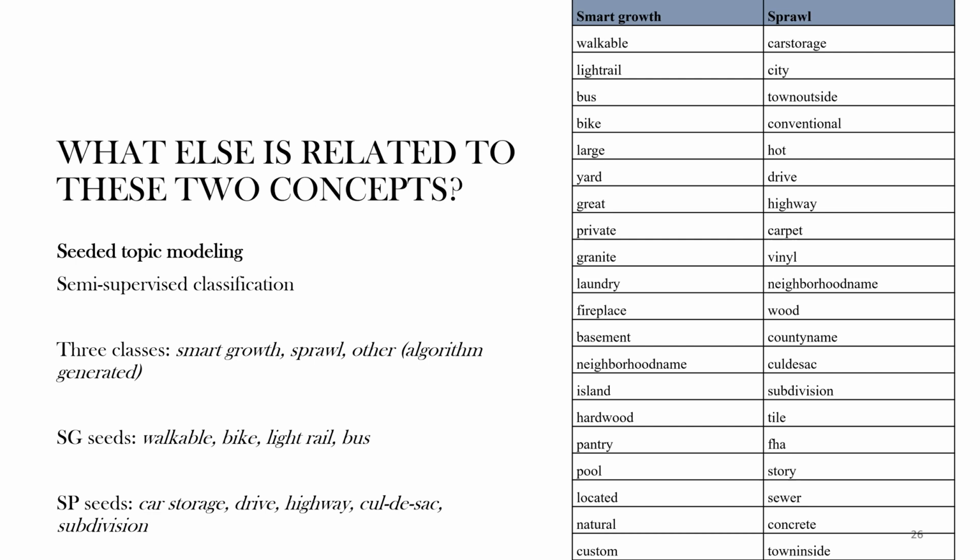So we get smart growth, we get the words that we fed it, and then we see these other high-end types of amenities. So private, granite, laundry, fireplace, the name of the neighborhood, island, hardwood, pantry, pool, custom, right? So you really get the feeling that these are high-end luxury amenities, whereas when you feed the algorithm the sprawling words, you get car storage, drive, highway, cul-de-sac, carpet, vinyl, wood, tile, FHA loans, right? So you get sewer, concrete, much less favorable terms, potentially indicating areas of disinvestment. Okay, next slide.